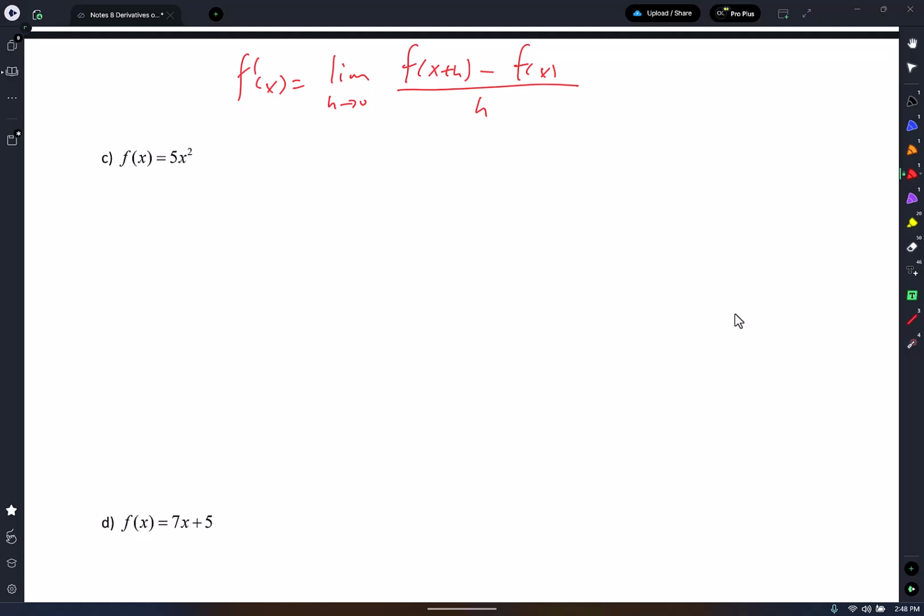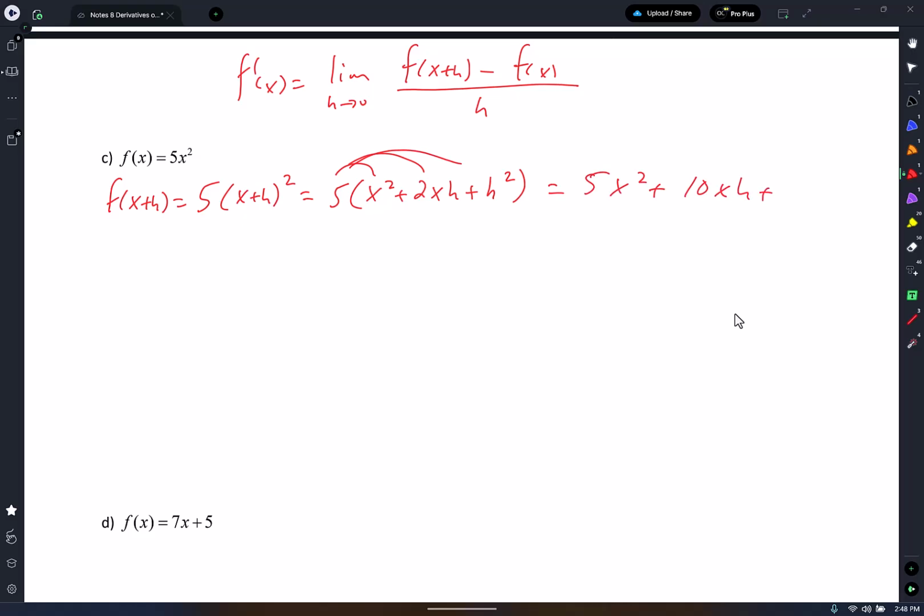So here we go. I need f of x plus h. So 5 parentheses x plus h, close it squared. 5 parentheses x times x, x times h, xh, but I'm going to have how many of those? 2xh, and then h times h. Distribute the 5, bam, bam, bam. 5x squared plus 10xh plus 5h squared.